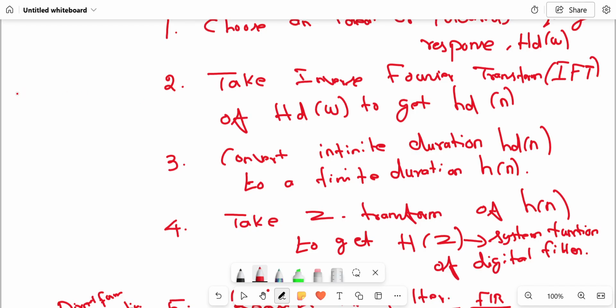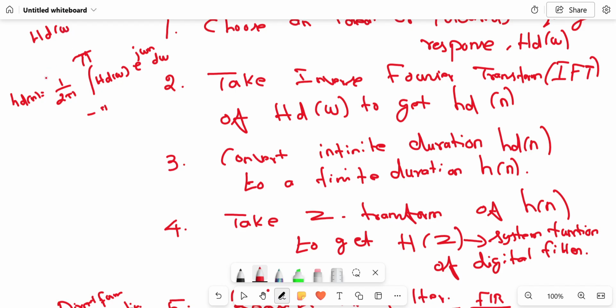So, h_d(n) is equal to 1 by 2 pi times the integral from minus pi to plus pi of H_d(omega) e power j omega n d omega. So, the first step is to choose the desired frequency response H_d(omega). The second step is to take the inverse Fourier transform of this to get h_d(n). The third step is to multiply h_d(n) by the window function w(n), converting the infinite duration into a finite duration: h(n) = h_d(n) times w(n).